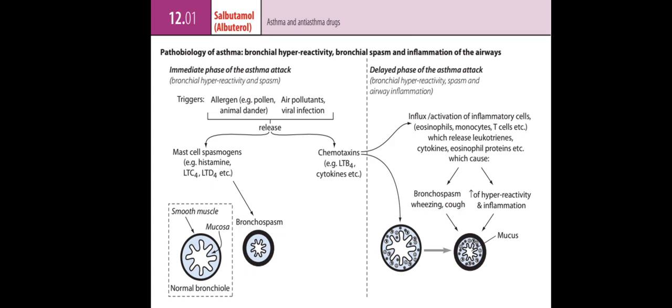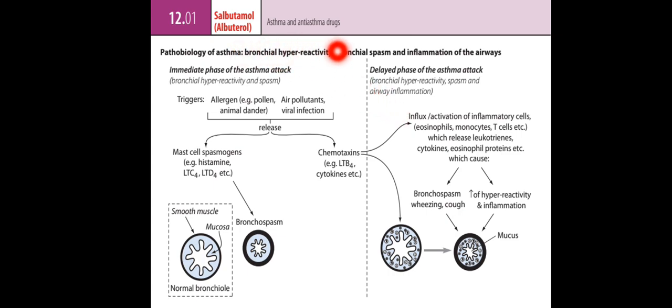So here we're talking about asthma and the pathobiology of asthma, which includes bronchial reactivity, bronchospasm, and inflammation of the airways. So you've known how asthma comes about, and maybe you've been taught in class or heard about the disease called asthma. So what happens? There's that bronchial hyperreactivity, bronchial spasm. Spasm means contraction, and inflammation of the airways, meaning the airways are inflamed. So that's what happens here.